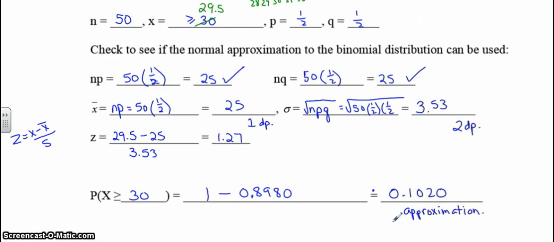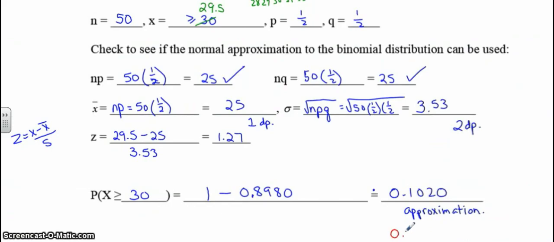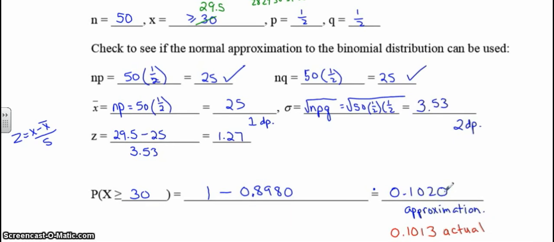Because it is truly a binomial distribution and not a normal distribution, this is just an approximation of the correct answer. And if you remember from our work with Excel, the correct answer was 0.1013. And that was our actual answer. So as you can see, they're not exactly the same, but they're very close. They're only about 1/1000th off. If you rounded it to 2 decimal places, they would be the exact same number.